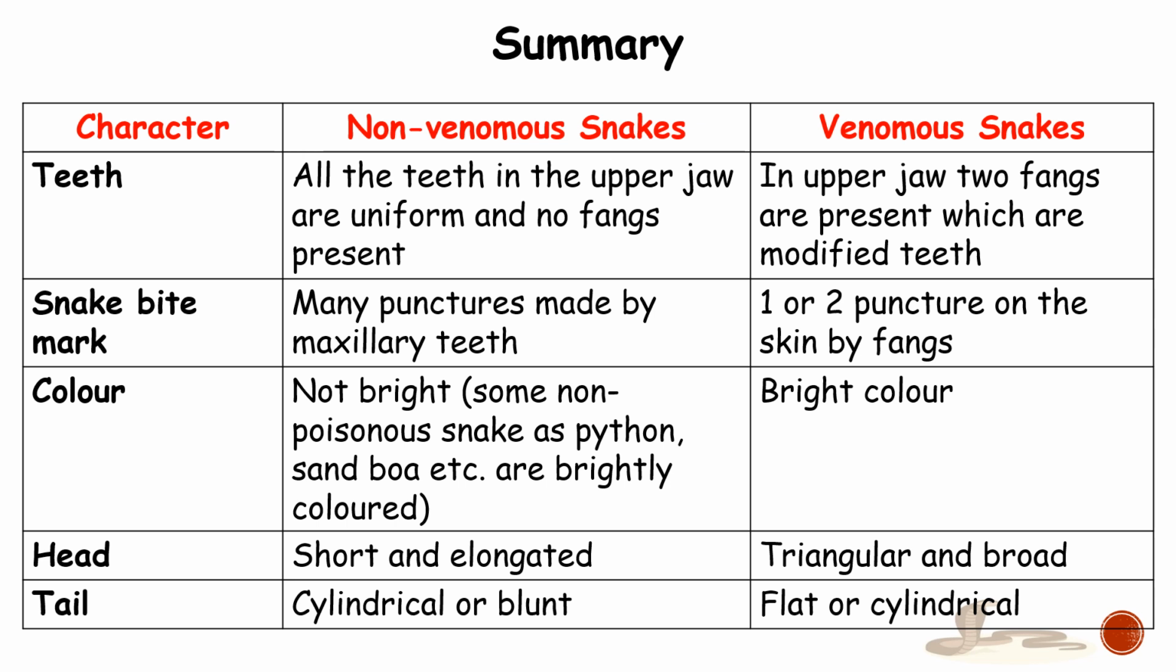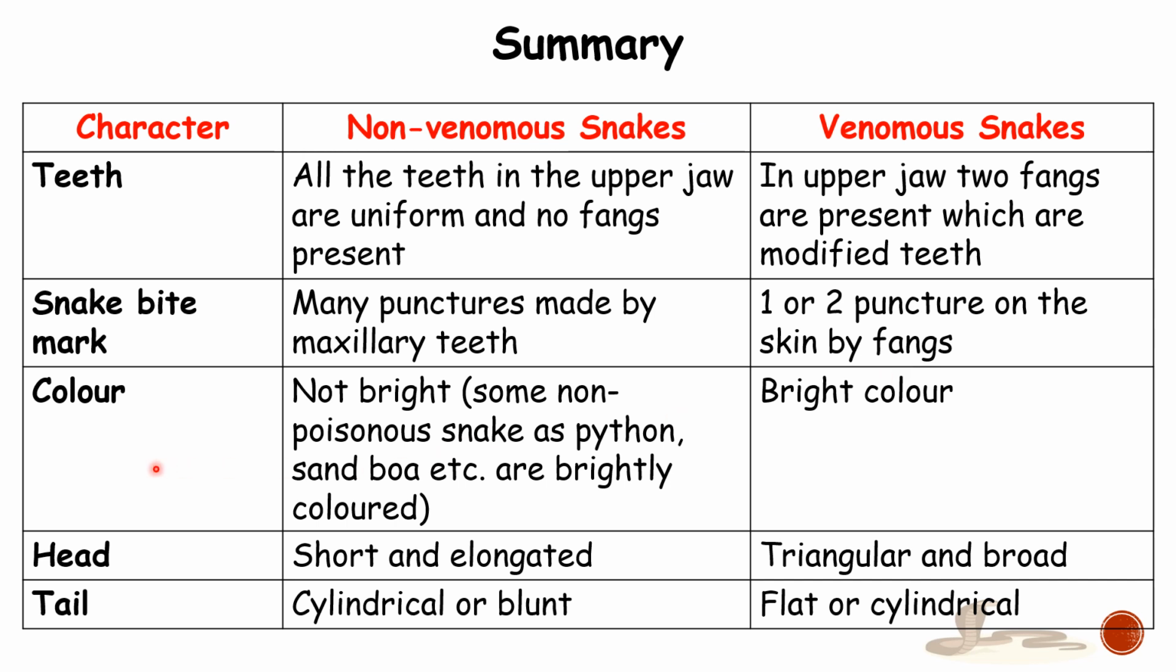We're going to summarize this topic by comparing these characters. First is teeth. In non-venomous snakes, the teeth in the upper jaw are uniform and there are no fangs. In venomous snakes, two fangs are present, which are modified teeth. In the snake bite mark of a non-venomous snake, there are many punctures made by maxillary teeth, so we can see a series of teeth markings. On the other hand, if you got bitten by a venomous snake, you can clearly see one or two punctures because venomous snakes have fangs.